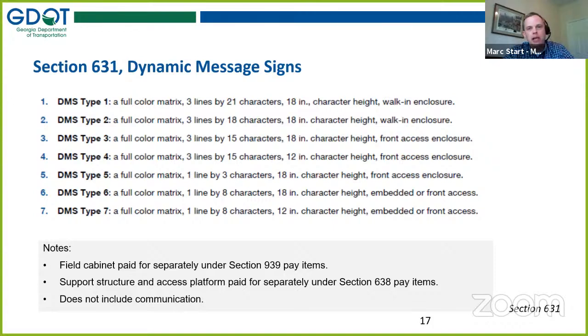The field cabinet would be paid for separately from the DMS in this case. And the DMS pay item does not include any part of the structural elements, whether it's the sign structure or the access platform, the catwalk, whatever you want to call that. All those things are covered under section 638. And it also does not include the communication element of the DMS.